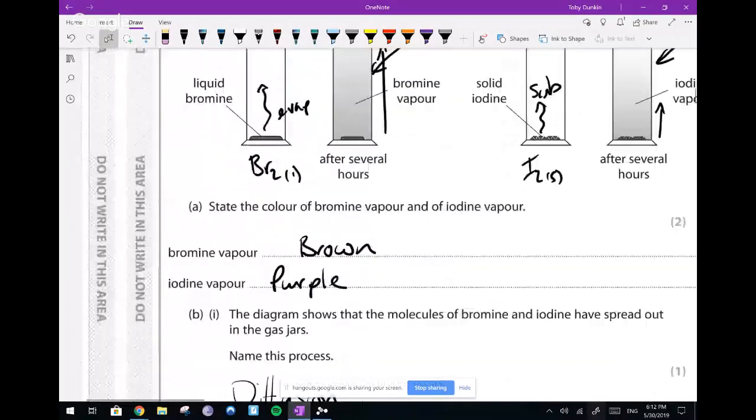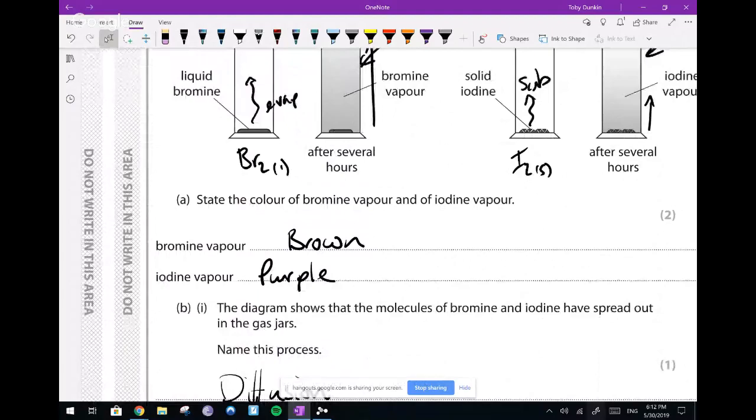And bromine is a lovely element because the colors are nice and easy to remember. It's the first 2 letters of the word. Bromine is brown as a liquid. It's a brown liquid. It is a brown gas. And in solution, it is orange.